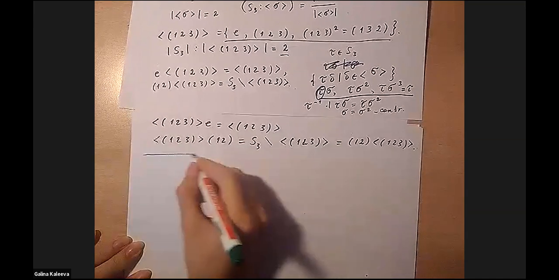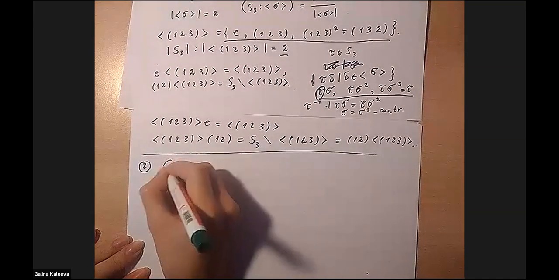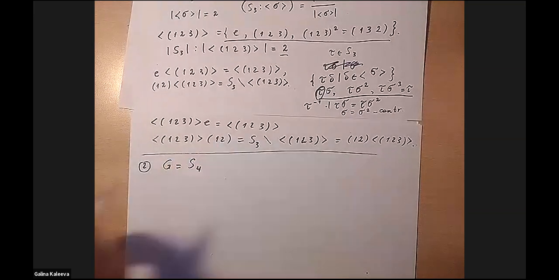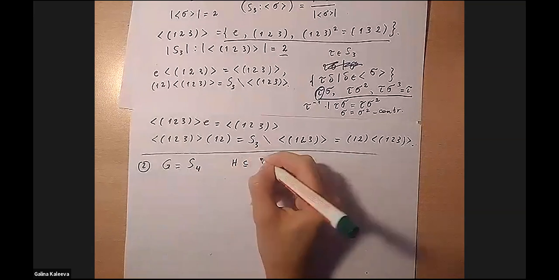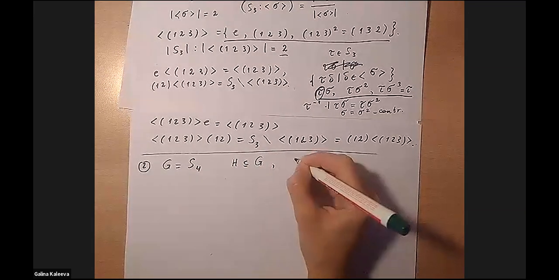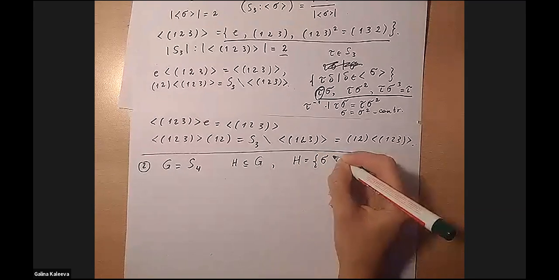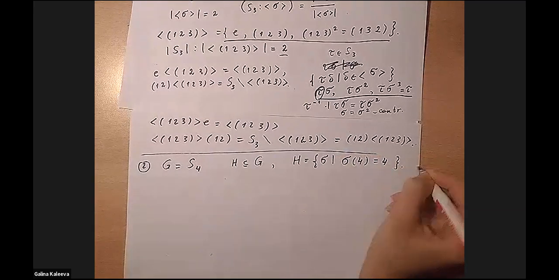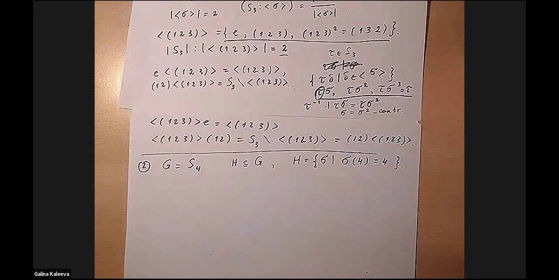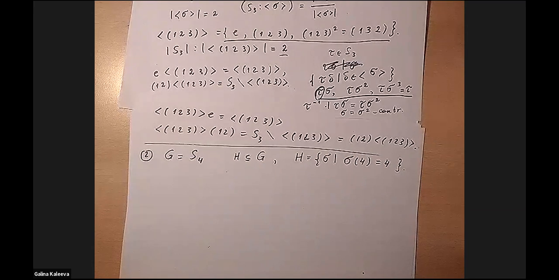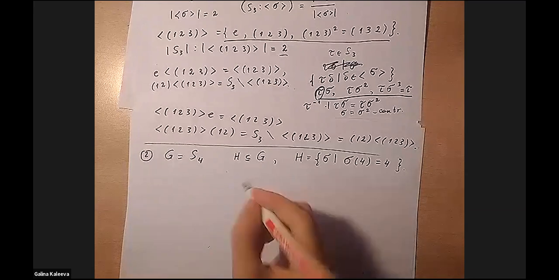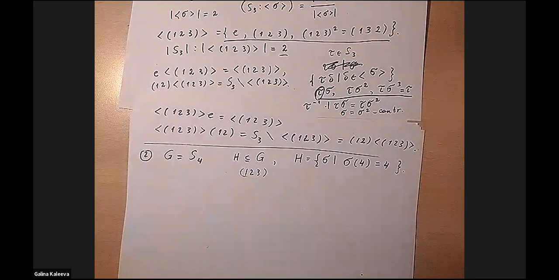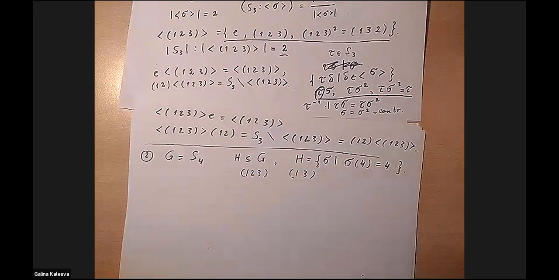The second problem is the following. We have a group which is the symmetric group S4, and H is a subgroup in our group. Which subgroup? It consists of all permutations sigma such that sigma of 4 equals 4. So all these permutations don't move 4. So it's a cycle of length 3 and a cycle of length 1, like a singleton. For example, this one, and this cycle, they are in our subgroup.